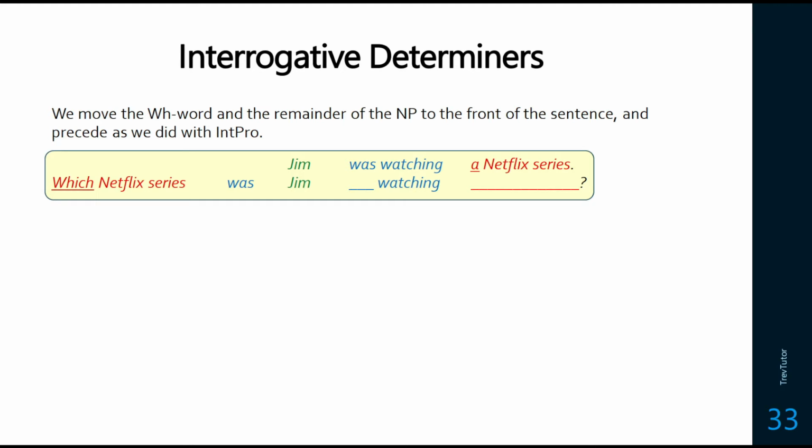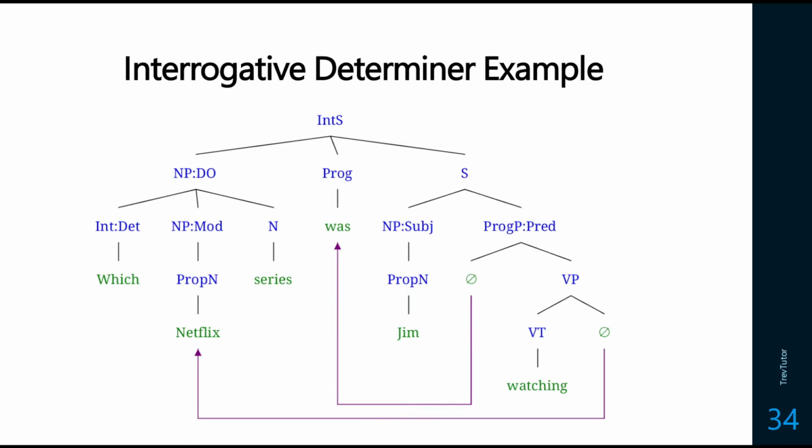Now, with the determiners, very similar thing is happening. Which Netflix series was Jim watching? From Jim was watching a Netflix series. We're still going to have movement of the auxiliary. We're going to have movement of the entire direct object. But in this case, we're only replacing the determiner. We're not replacing the main noun. So in this case, which Netflix series was Jim watching?